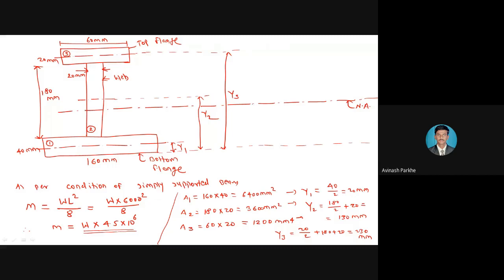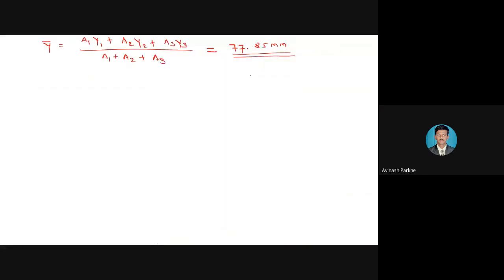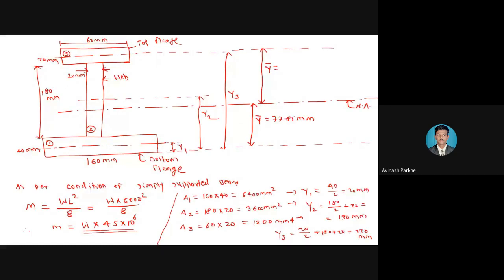So here I will write Y bar is equal to 77.85 mm. Then I have to calculate the remaining Y bar from the top side to the neutral axis. So how is the remaining Y bar to be calculated now? Please tell me. The type of beam is the simply supported beam.